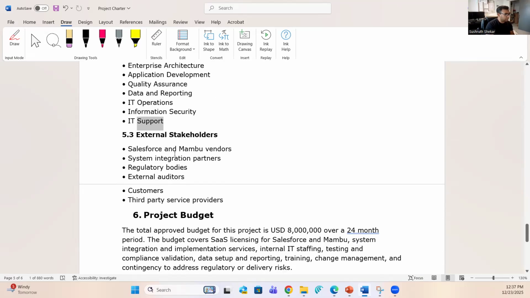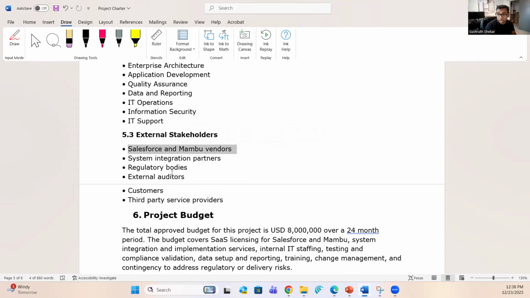Next, external stakeholders would be the vendors who are working on this project. They are again impacted by it. If the project goes well, they get paid, but they are not directly working. They are working through a vendor, so we can call them external stakeholders. The Salesforce team and Mambu are external SaaS stakeholders, external teams who are implementing the SaaS for us. Then regulatory bodies.